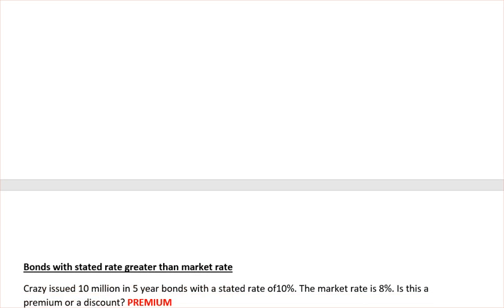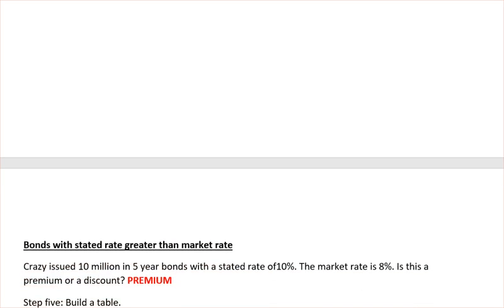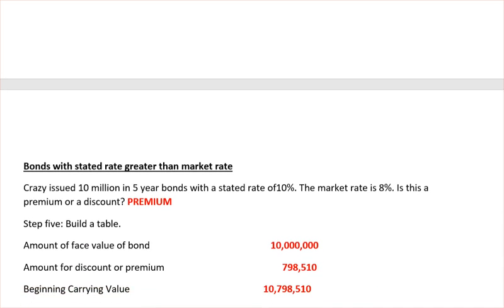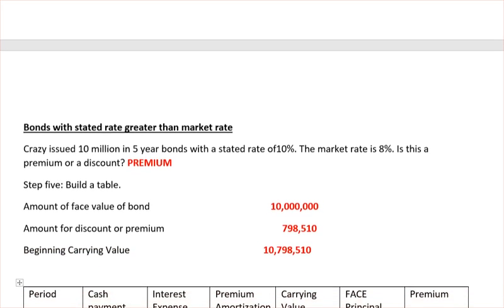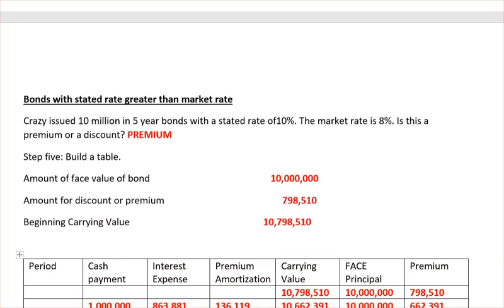Now, we have stated which is greater. This is by far the most confusing one. So when we do this, we come up with a situation where we have two credits: we have a premium and we have the bond itself. Then we need to remove the premium credit by debiting it.